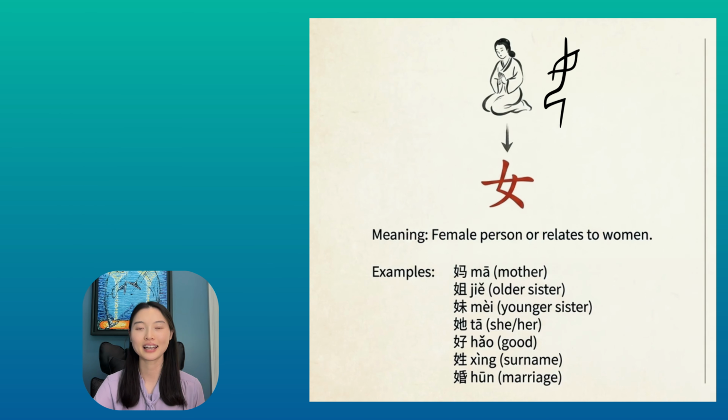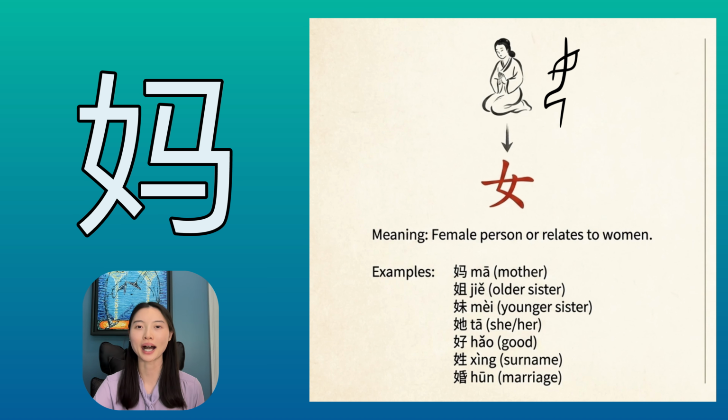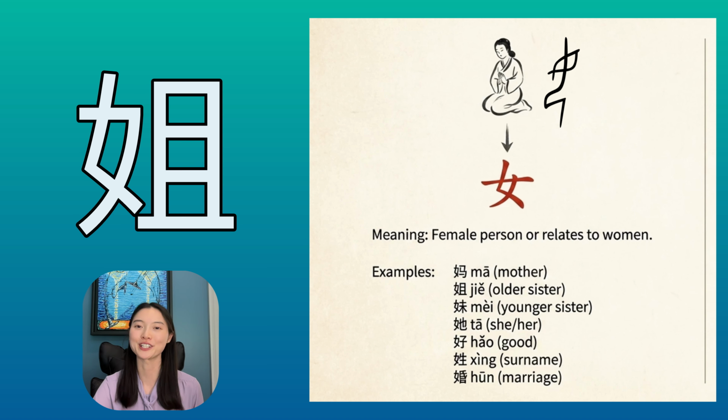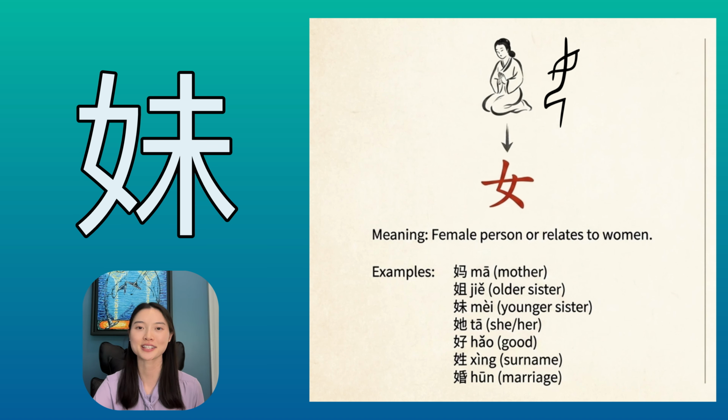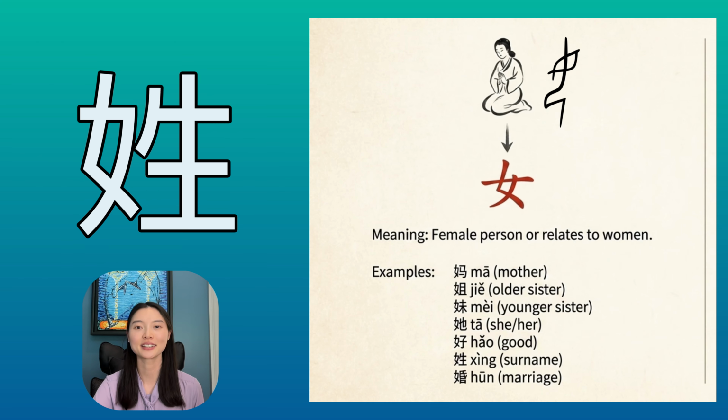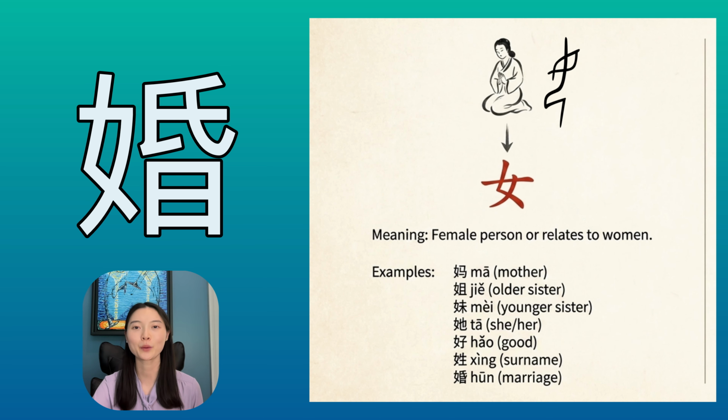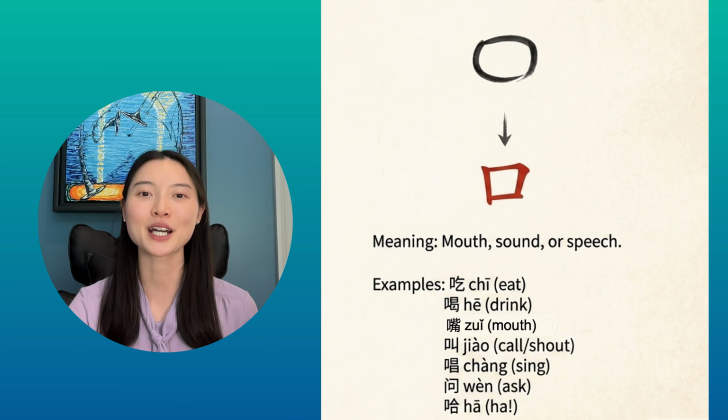Next, woman. The ancient form shows a figure kneeling with hands folded, a posture of grace in ancient China. The modern character still carries that flowing shape. Characters with 女 relate to female people. 妈, mother. 姐, older sister. 妹, younger sister. 她, she. 姓, surname. 婚, marriage.